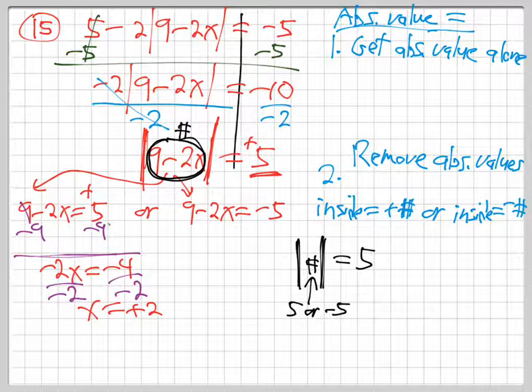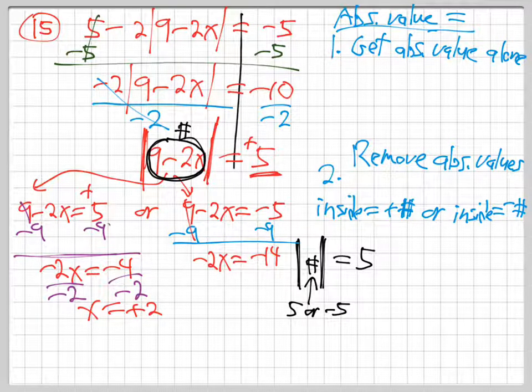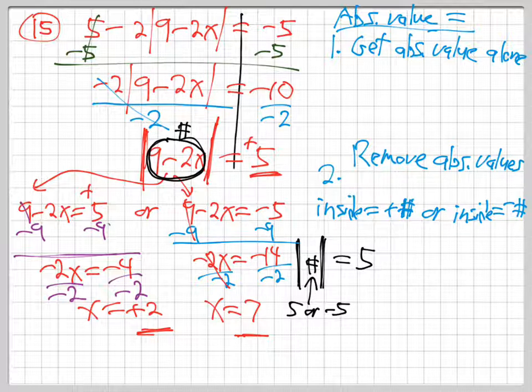Now the other side, I'm going to subtract 9 from both sides. I got minus 2x is minus 14, and then divide by minus 2 on both sides. It cancels. X is plus 7. So plus 2 and plus 7 are the answers on that question. There we go. And that's actually none of these on the answer. Sometimes the answers are none of these, and that's none of these.